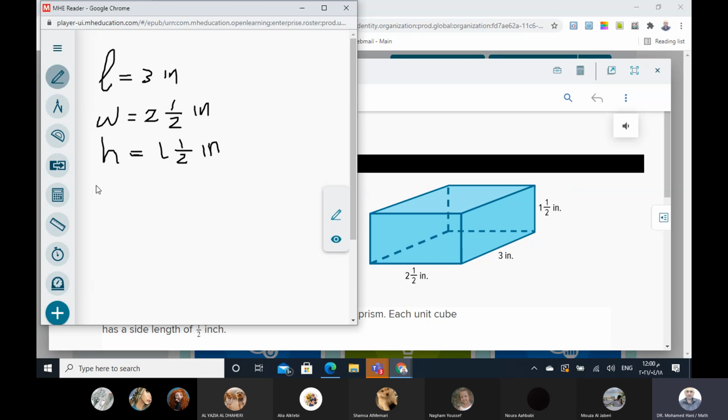Now, how to find the volume? Write the formula V equals length times W times height. As you see, the length will be 3 times W. Here, the width is a mixed number. Try to change it to a fraction. 2 times 2, 4 plus 1, 5, over 2. 5 over 2 means 2.5. So we can write the width now as 2.5.